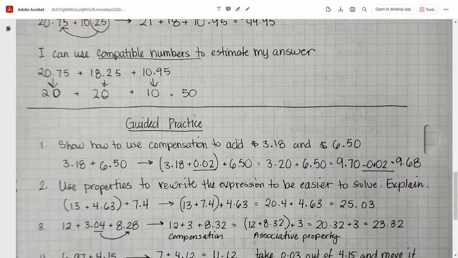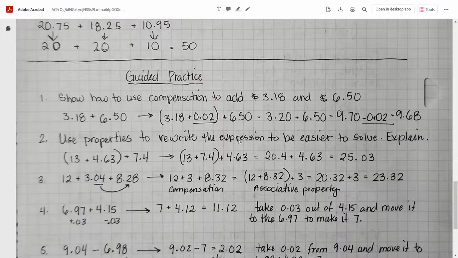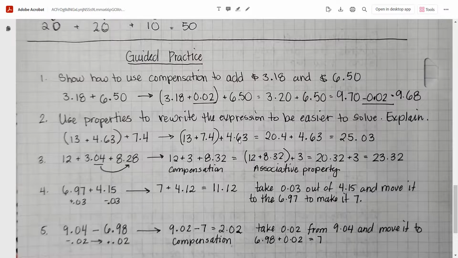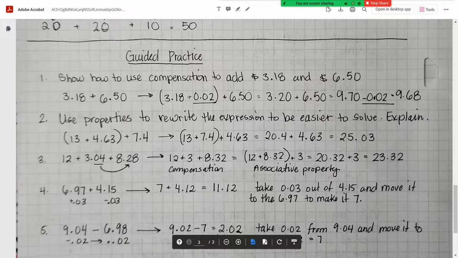All right, let's take a look at your guided practice. Number 1 says, show how to use compensation to add $3.18 and $6.50. Now for my $3.18, I'm going to add 2 more cents and make it $3.20. So $3.20 plus $6.50 will give me $9.70. Now, since I added in 2 cents extra, I need to subtract those 2 cents back out. So $9.70 minus 2 cents is $9.68.